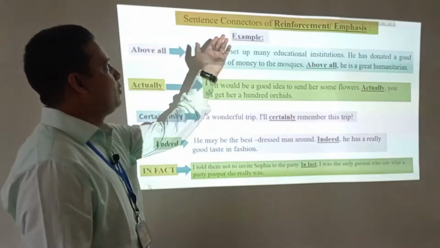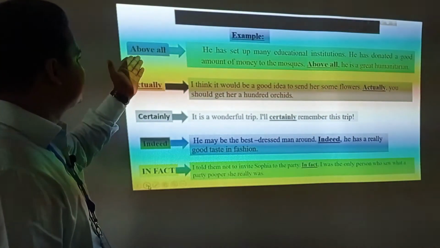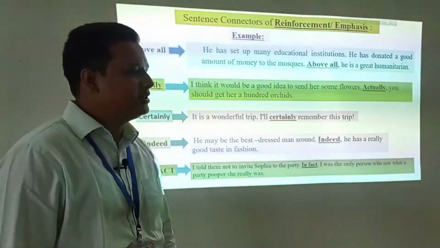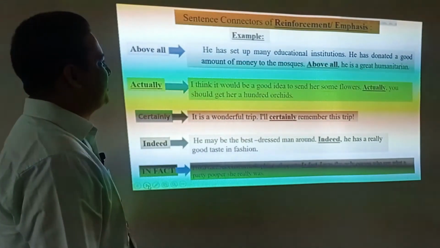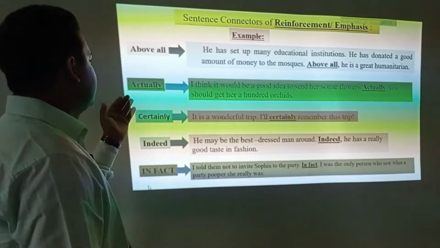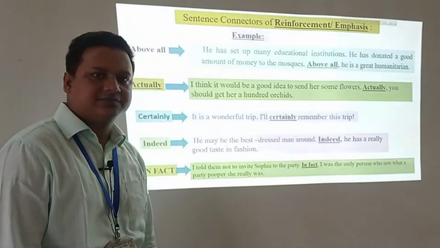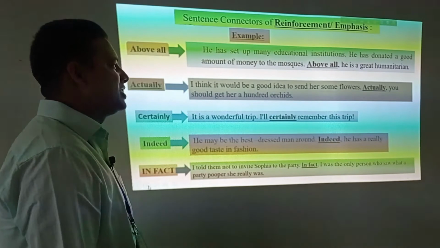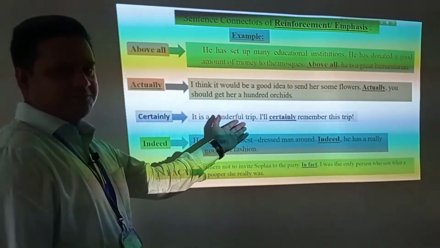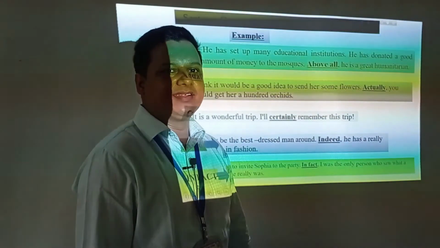Dear students, examples on sentence connectors of reinforcement or emphasis. First example is given with above all. He has set up many educational institutions. He has donated a good amount of money to the mosque. Above all, he is a great humanitarian. Then actually: I think it would be a good idea to send her some flowers. Actually, you should go for 100 orchids. Then certainly: it is a wonderful trick. I will certainly remember this trick, or certainly I will remember this trick.